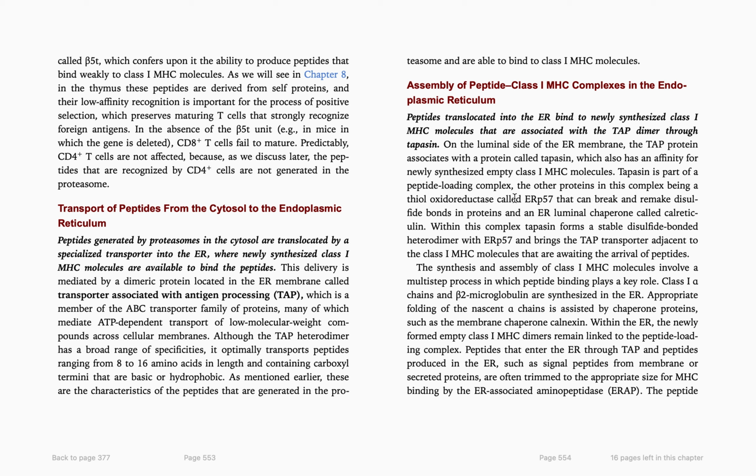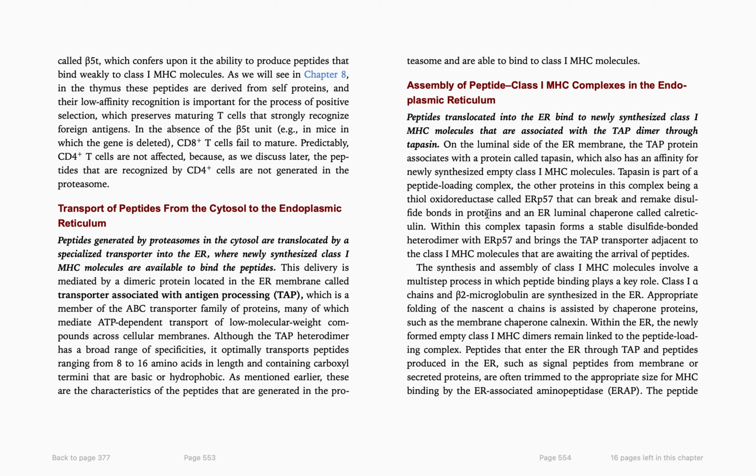Assembly of the peptide class 1 MHC complex in the endoplasmic reticulum. Peptides translocated into the endoplasmic reticulum bind to newly synthesized class 1 MHC molecules that are associated with the TAP dimer through tapasin. On the luminal side of the endoplasmic reticulum membrane, the TAP protein associates with a protein called tapasin, which also has affinity for newly synthesized empty class 1 MHC molecules.